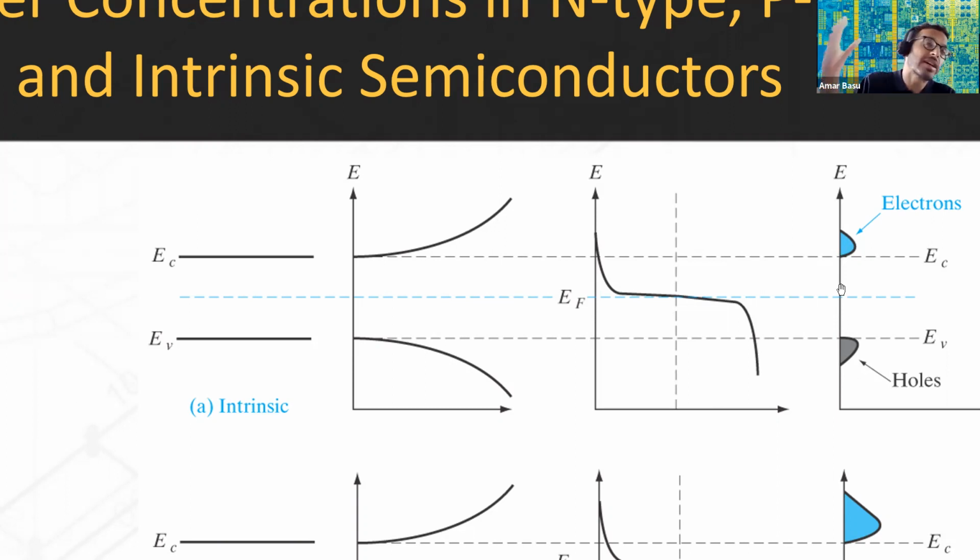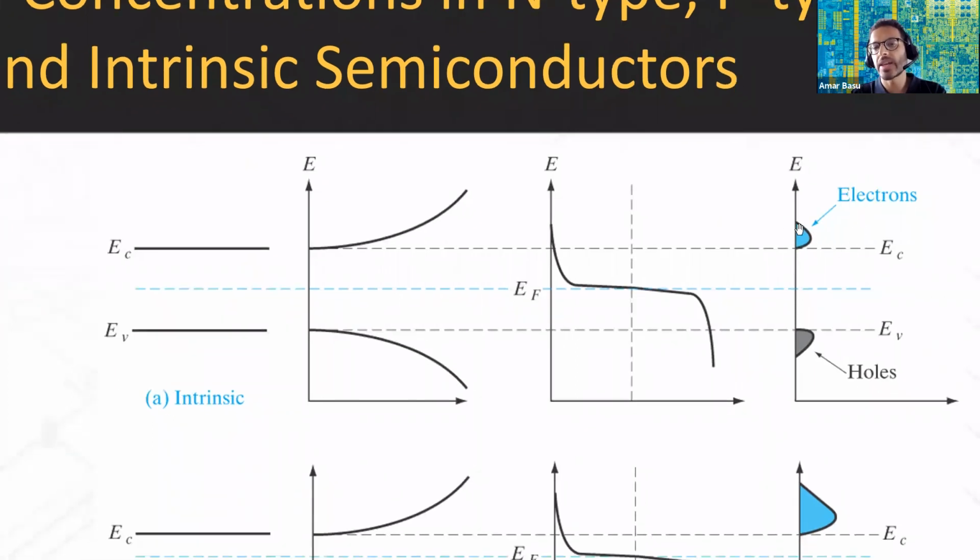What this is telling us is that most of the electrons, which are one type of charge carrier in a semiconductor, are hanging out right at the conduction band. If you repeat the same analysis for holes, you'll find that there are a bunch of holes hanging out in the valence band. What are some of the key points here?